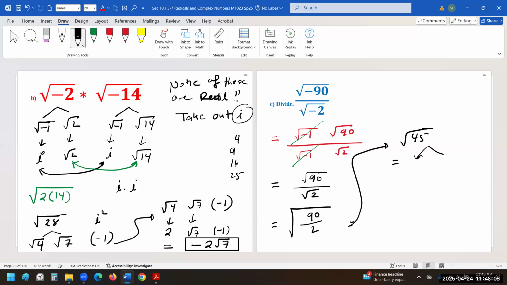But can you split 45 into two pieces? Can you divide 45 by a perfect square number? 9 and 5. And what is square root of 9? Do you know what is square root of 5? So, two imaginary numbers turn into a real number. Any question?